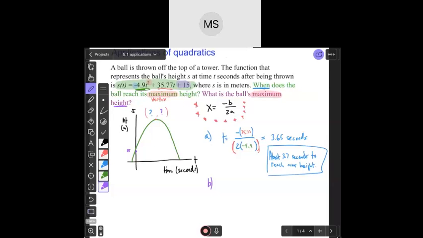Nope, the distance equation is 0. Yeah, we need to plug in 3.65. Okay, so we found x, so now we find y. We plug in our x value, so we're going to take s of 3.65.